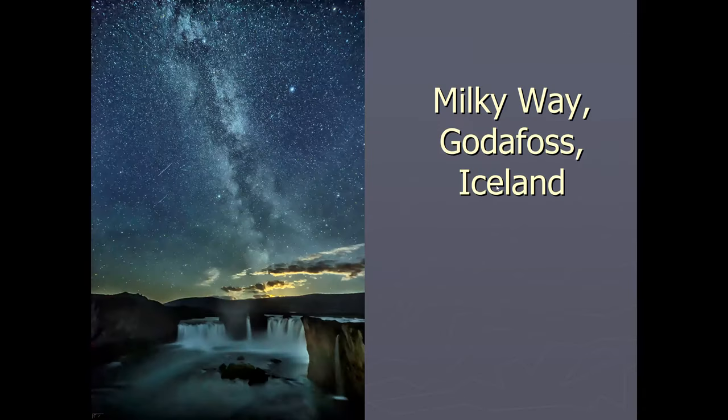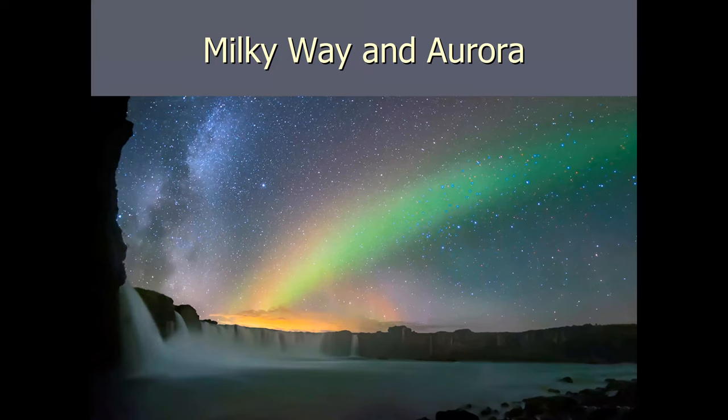Now here is a Milky Way photo taken in Iceland shortly after sunset. Here is the Milky Way and the aurora in Iceland at a waterfall. And again, know the stars. Here is Vega, and here is Altair. Okay? These stars are your best friend when you take pictures of the Milky Way.